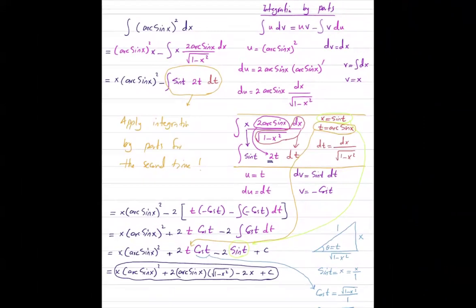So we applied integration by parts once on top. We broke this down into the integral of sine t times 2t dt. But for the integral of sine t times 2t dt, we have to apply integration by parts again. And this is the final answer.